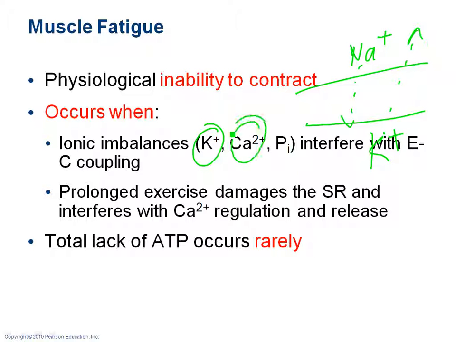Another thing is calcium. What do we need calcium for? If you don't have enough calcium, your synaptic knob doesn't release acetylcholine, and you don't have enough to release from your terminal cisternae. So you can have muscle fatigue due to some of these electrolyte or ionic imbalances.